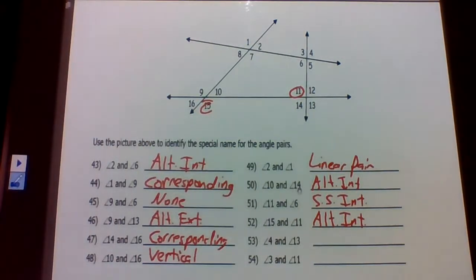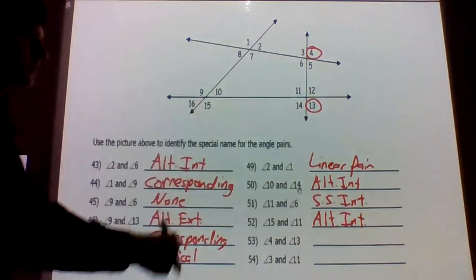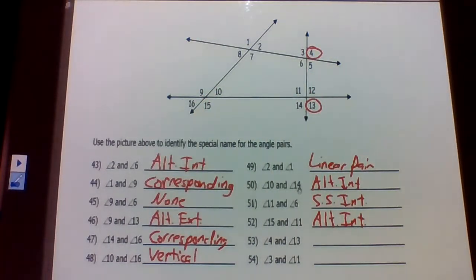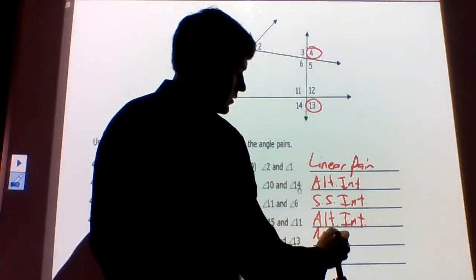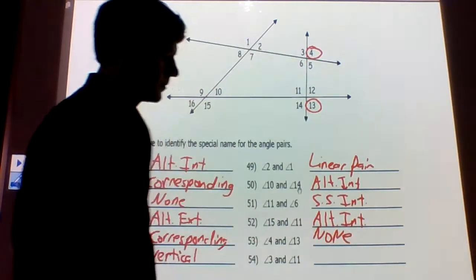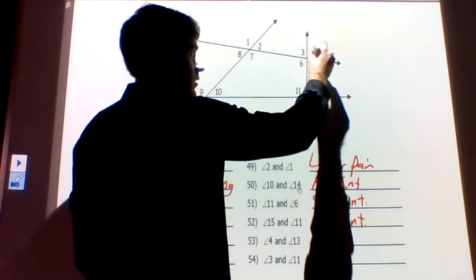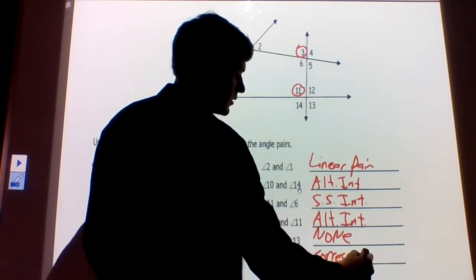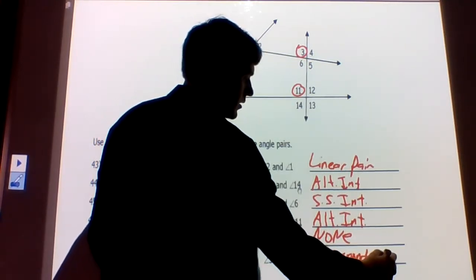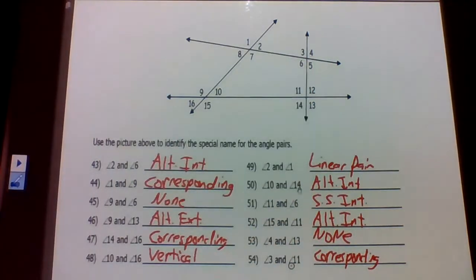Okay, 4 and 13. They're on the same side and they're both outside, so that's same side exterior. But we haven't used that one or talked about that one, so we're just going to say none. But if you put same side exterior, that would be fine. And then 3 and 11 are corresponding. So let's go down to the next section.